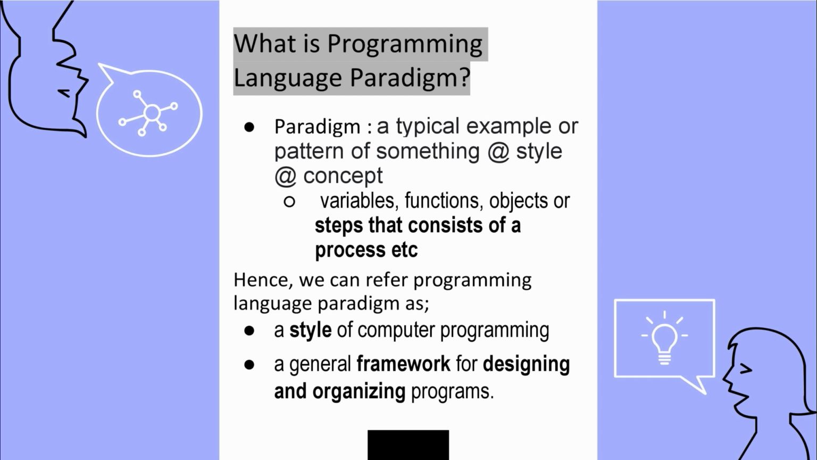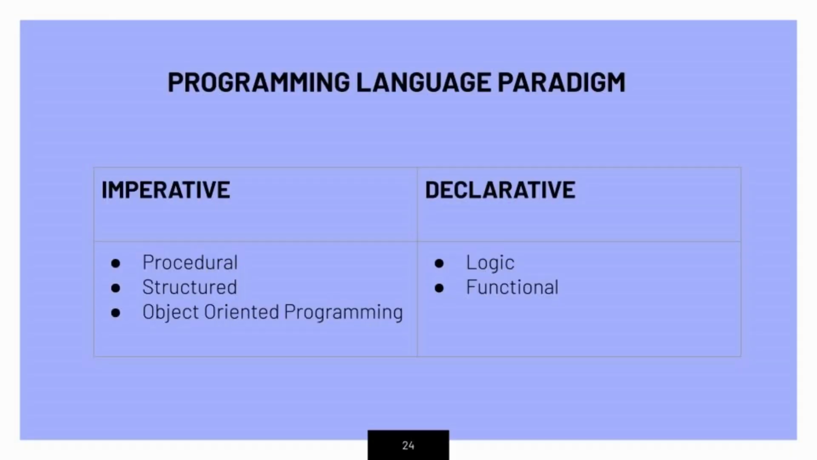Gitulah secara ringkasnya. Programming language paradigm ni dia ada dua kategori, which is imperative and declarative. So each category tu dia ada types je lah. As for the imperative, you'll see the types is procedural, structures, object-oriented programming. Whereas for the declarative, it's more into logic and functional types.